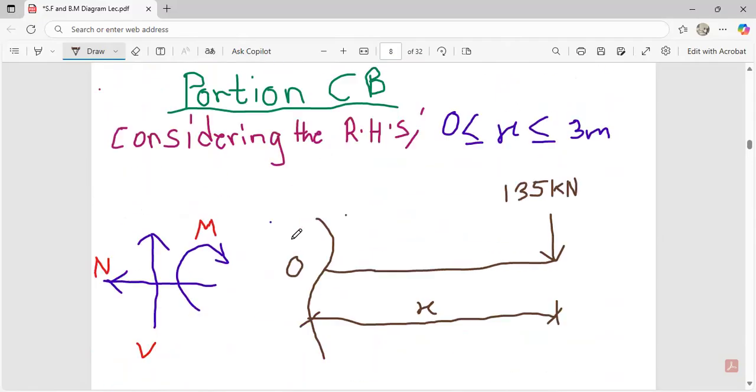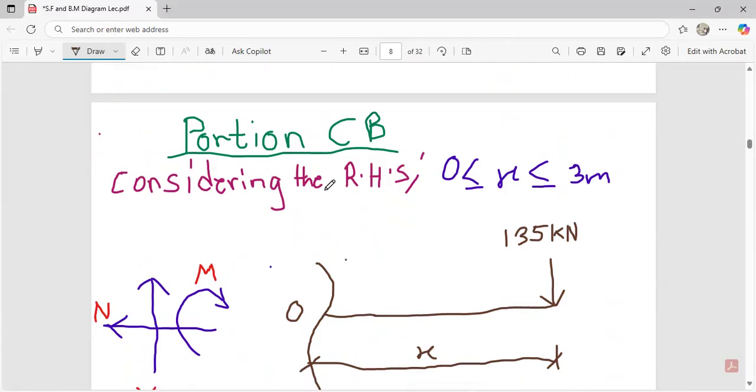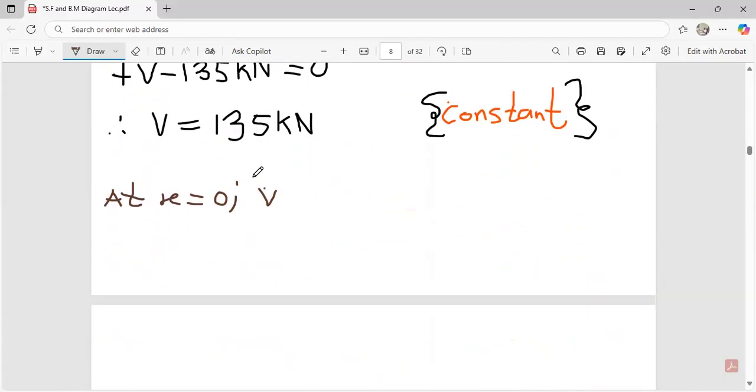Let's look over here. Which portion are we considering? We are considering portion CB. We talk about C first because C came before B. So we say that our vertical force at C is equal to what? 135 kilonewton.